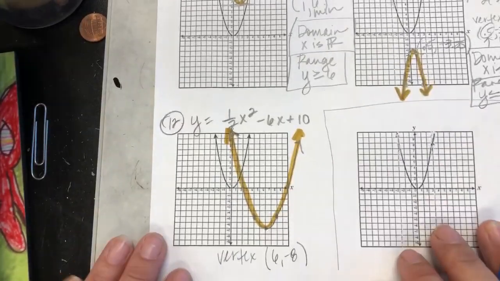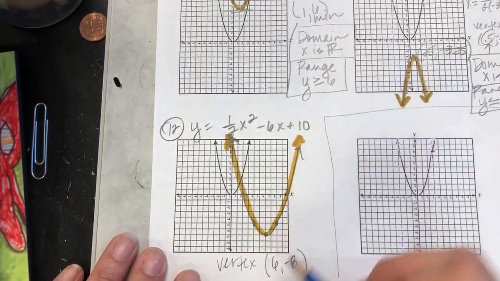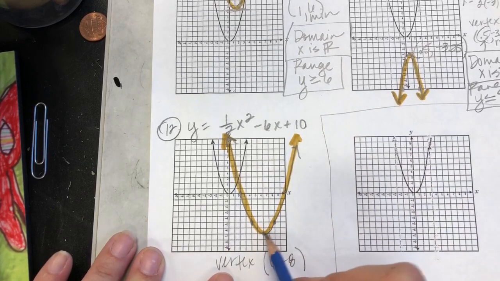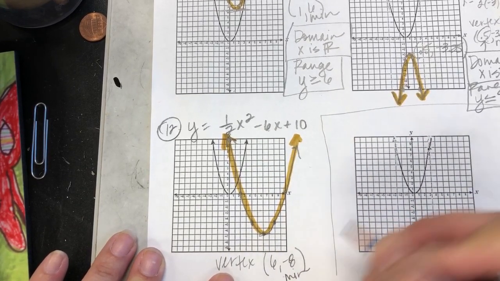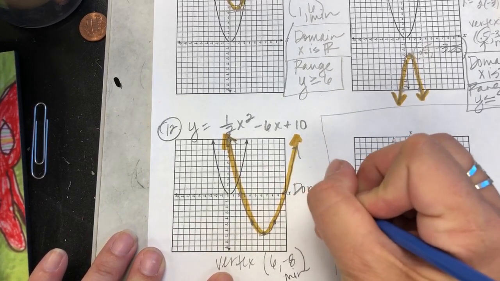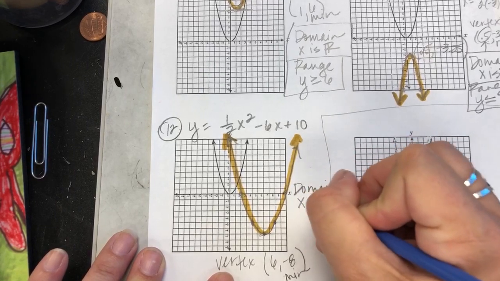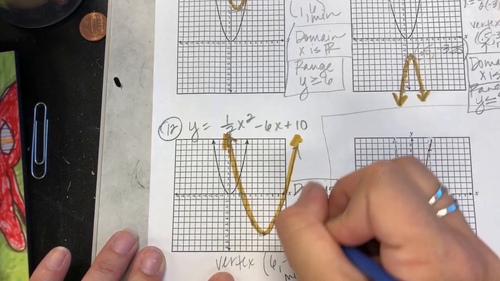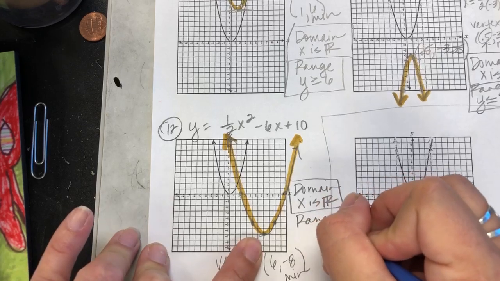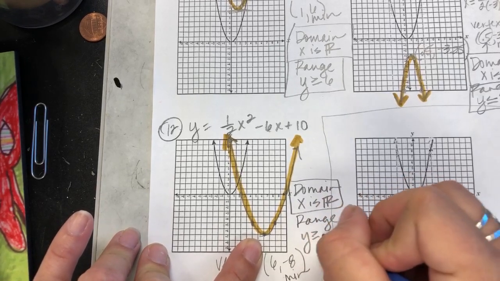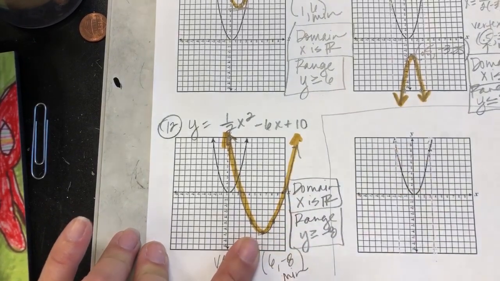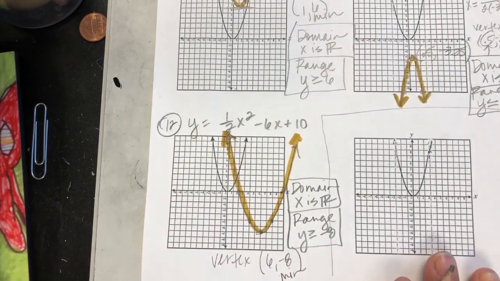Number 12, last one for domain and range. The vertex of this one was sitting at 6 and negative 8. This is going to be a minimum since it's opening up. The domain, x is going to be all reals again. And then the range, y values have to be greater than or equal to this negative 8. When it's a minimum, it's the greater than or equal to.